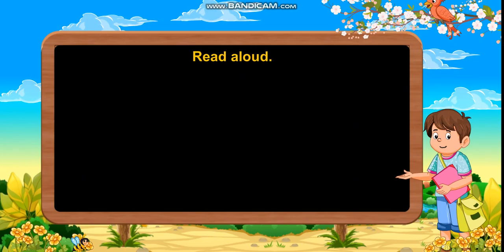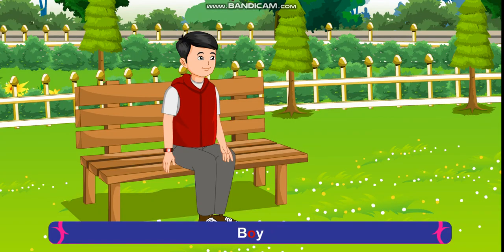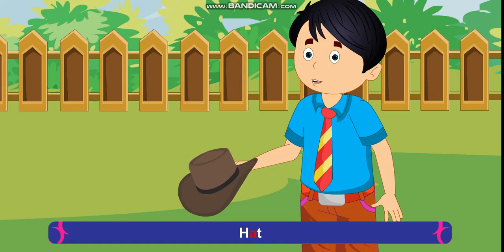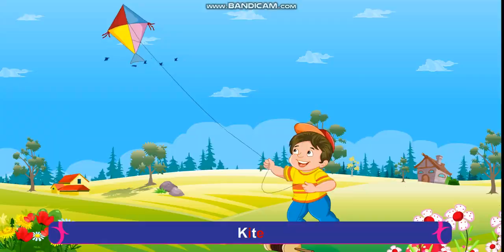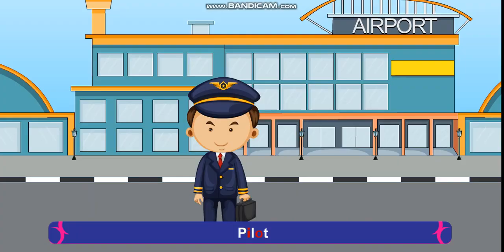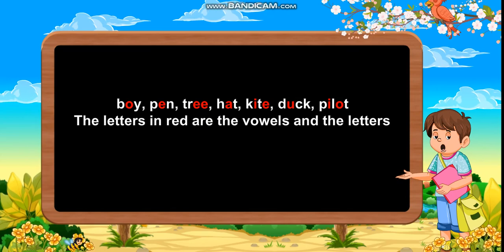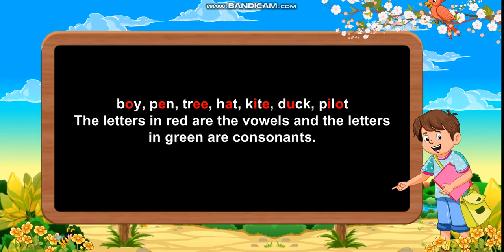Read aloud. Boy, pen, tree, hat, kite, duck, pilot. The letters in red are the vowels and the letters in green are consonants.